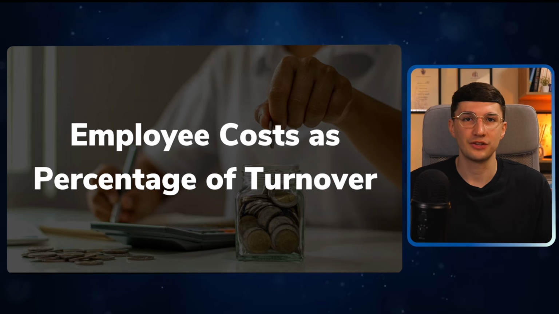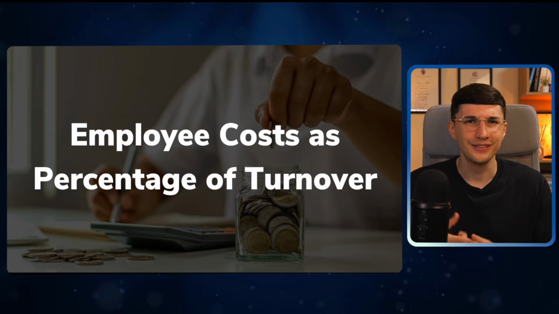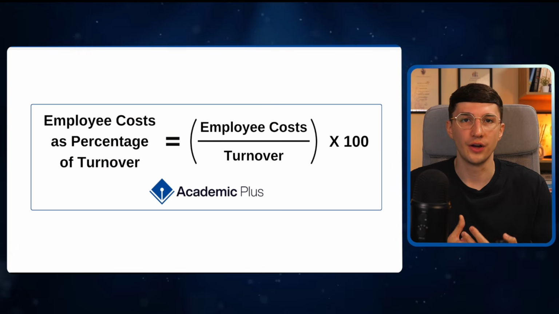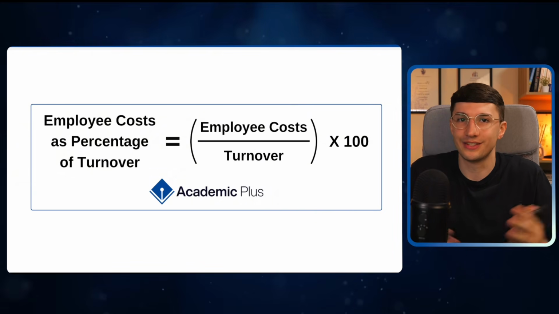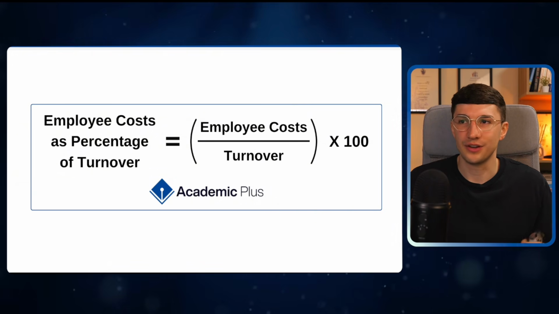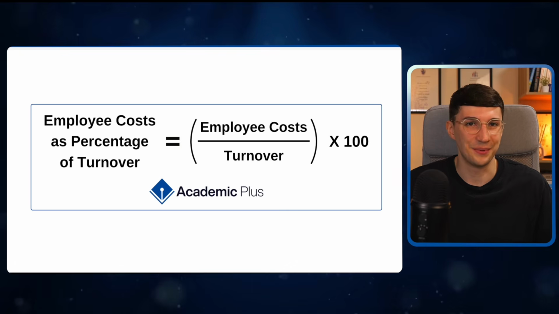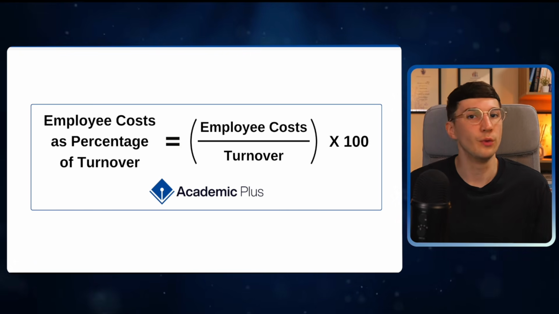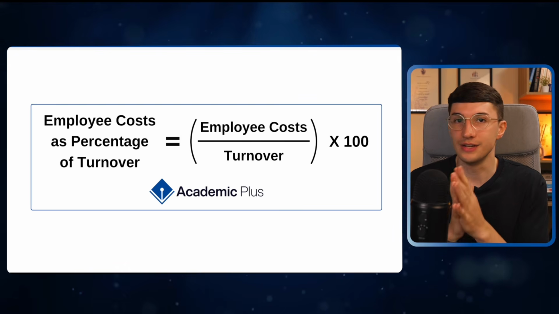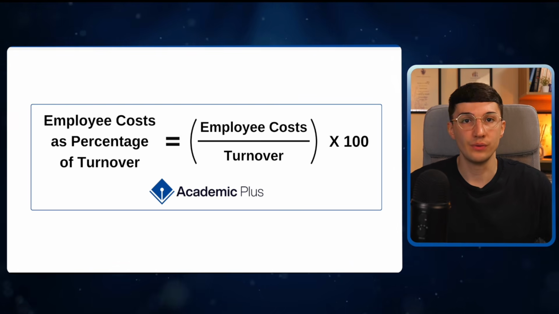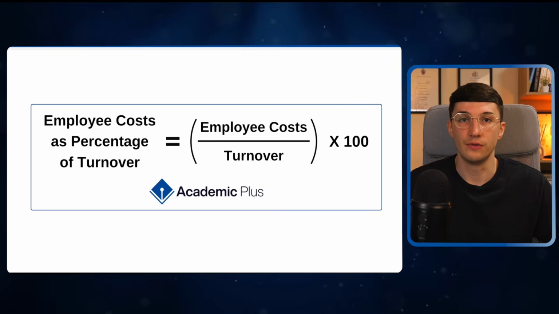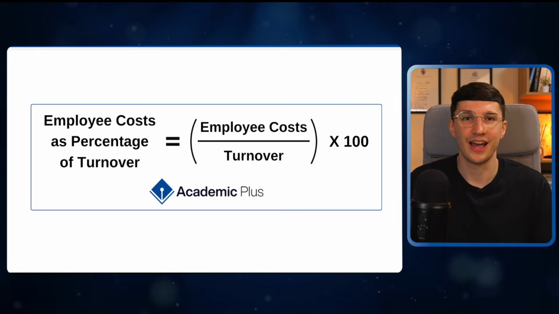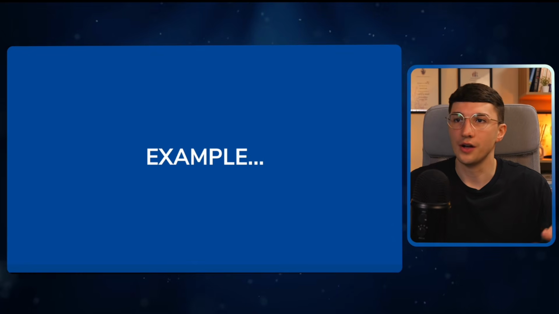Another important calculation in HR, which students tend to forget about, is employee costs as a percentage of turnover. It pretty much is what it says. When we look at employee costs as a percentage of turnover, it's a simple calculation. We take the employee costs, divide that by turnover, and remember, when we look at turnover now, we're not looking at labour turnover, we're looking at the business's turnover, the business's revenue, and we times that all by 100 to get a percentage. Let me show you an example.